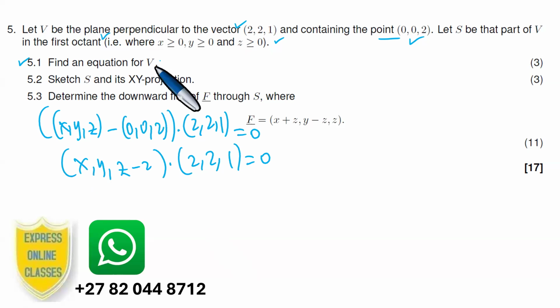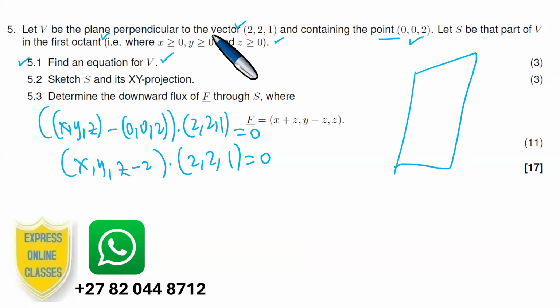Okay, we want to find the equation for the plane. Let V be the plane perpendicular to a vector, and this vector is (2, 2, 1). So there's a plane that is perpendicular to this vector, and this plane contains the point (0, 0, 2).